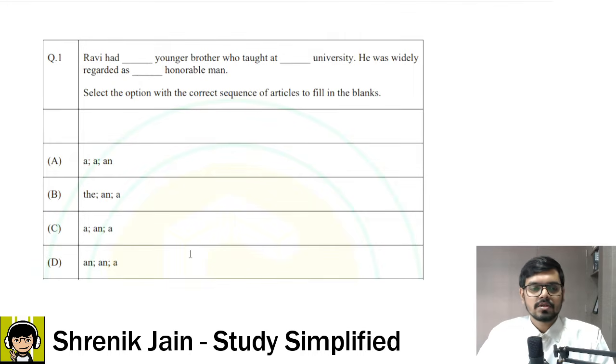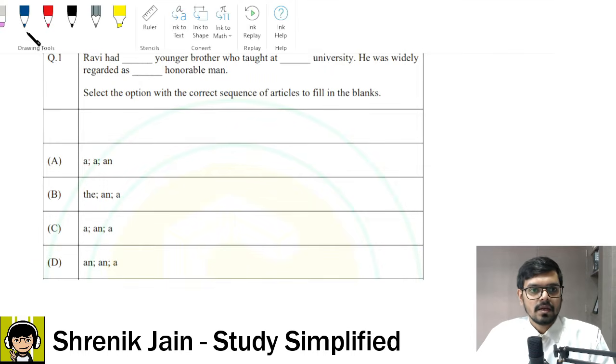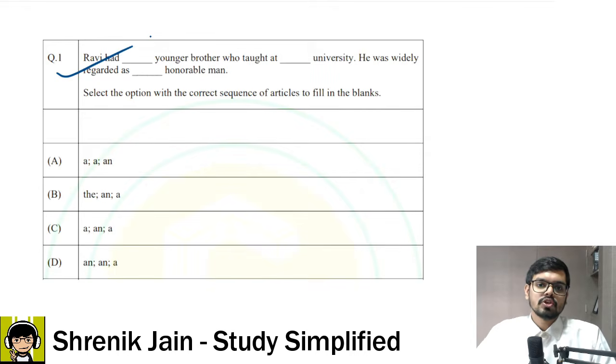I hope you have tried this question. So what this question says: Ravi had dash younger brother who taught at dash university. He was widely regarded as dash honorable man. Select the option which gives the correct sequence of articles to fill in the blank.